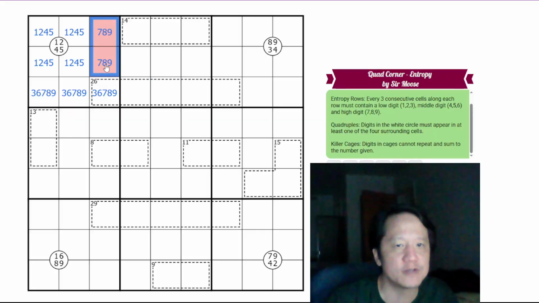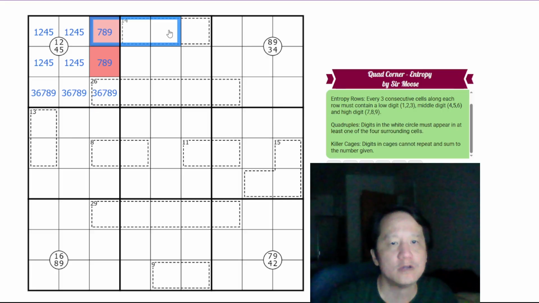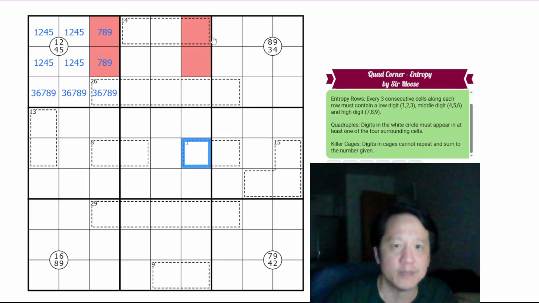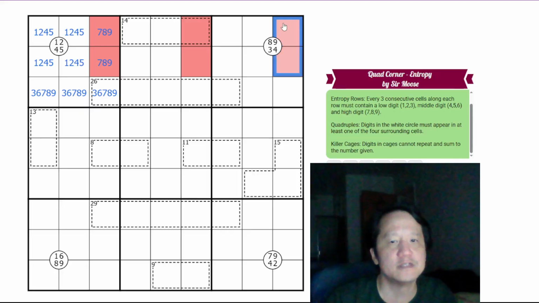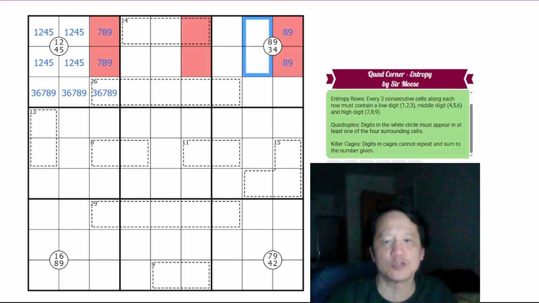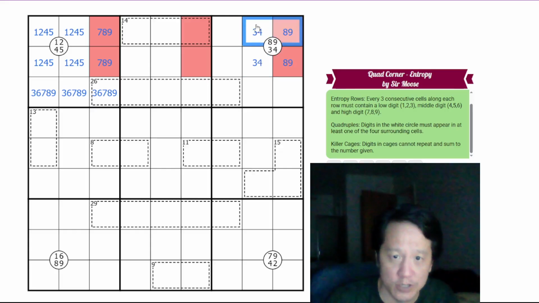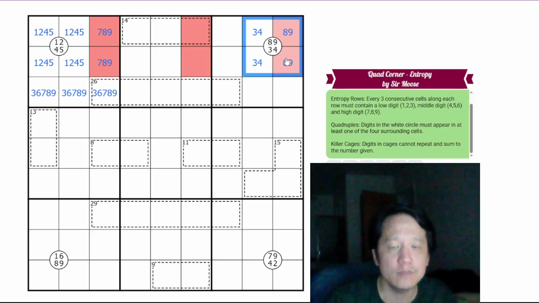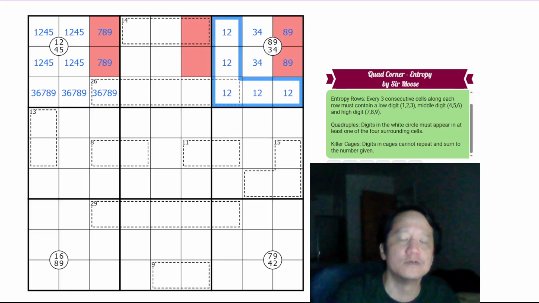Since both of these are high, for every 3 cells here, you cannot have a high in any of these. So these both also must be high, which means both of these also must be high. Well, since these are high, they have to be 8 and 9, which leaves this as a 3, 4 pair in the box for the quad to work. So the remaining digits in this box have to be 1, 2, 5, 6, and 7.